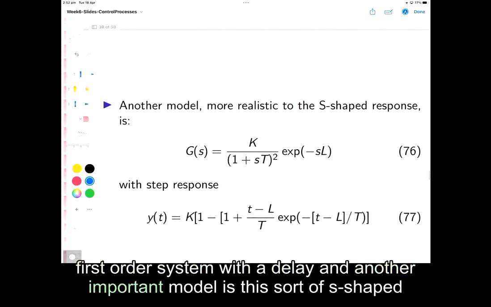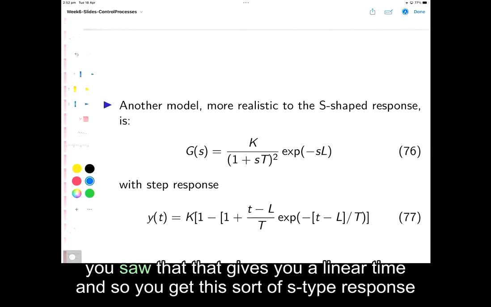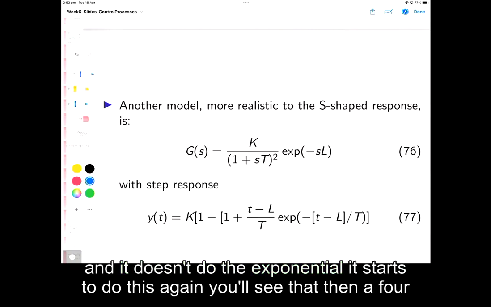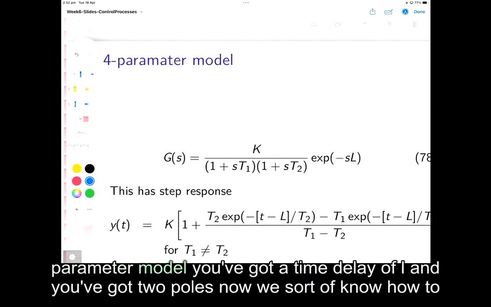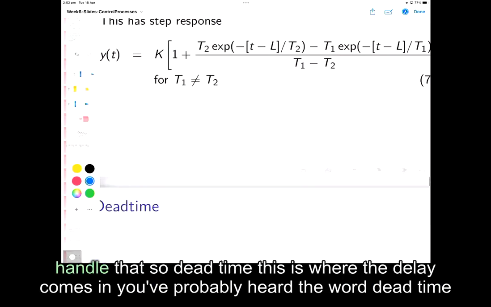And another important model is this sort of S-shaped response. So we've got 2 poles, and they're identical, and this is critically damped. And we saw that gives you a linear time. And so you get this sort of S-type response. So it doesn't do the exponential, it starts to do this, and again, you'll see that. And then the 4-parameter model, you've got a time delay of L, and you've got 2 poles. So we sort of know how to handle that.